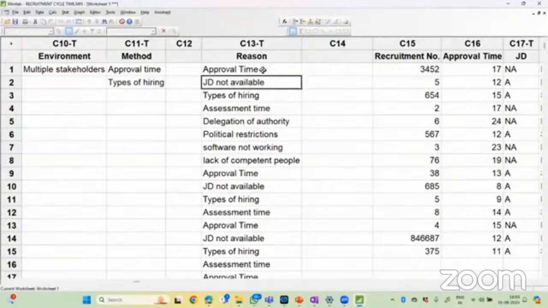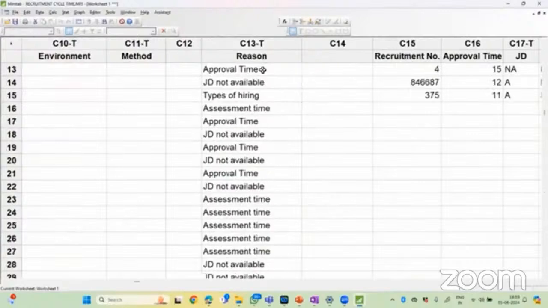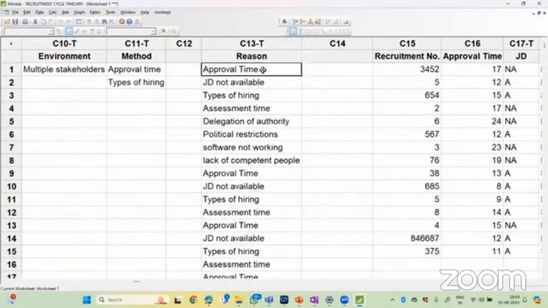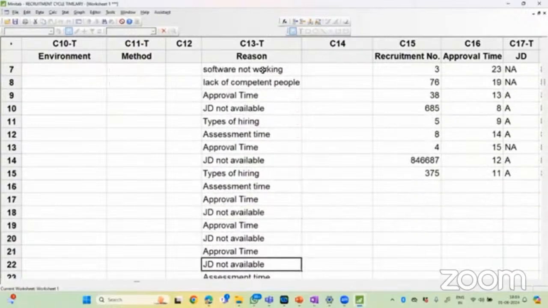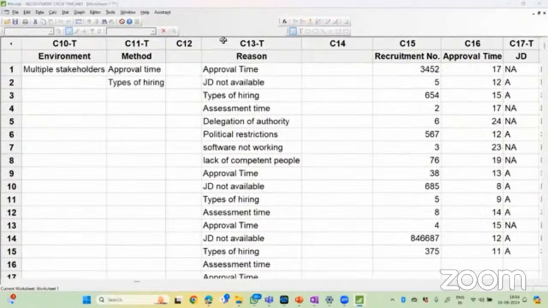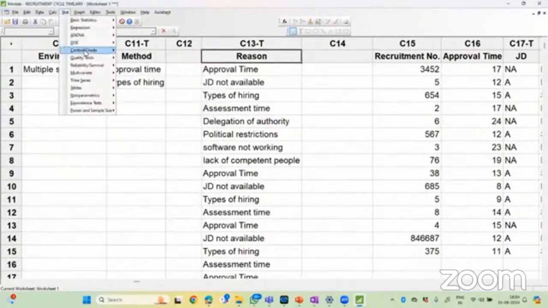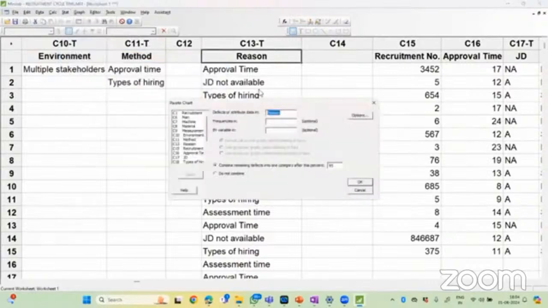Let's say I studied around 38 recruitments, and the first recruitment got delayed because of approval time. The second got delayed due to job description not available. The third got delayed due to 2 reasons: the type of hiring, a special type of hiring it was, and assessment time was too high. So we write down all the reasons, and some of the reasons will keep appearing again and again. So I ask Minitab to apply the Pareto 80-20 rule. Please apply the 80-20 rule for me.